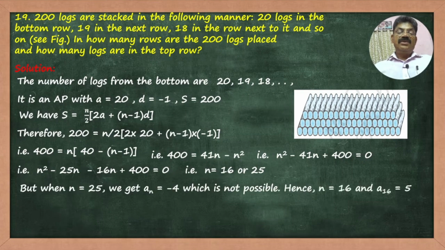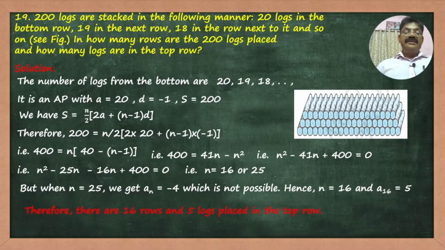But when n is equal to 25, we get a_n is equal to -4, which is not possible. Negative number of logs is not possible. Therefore, we neglect the case n is equal to 25. Therefore, we consider n is equal to 16 and a_16 is equal to 5. So, that is the answer. Therefore, there are 16 rows and 5 logs placed in the top row.